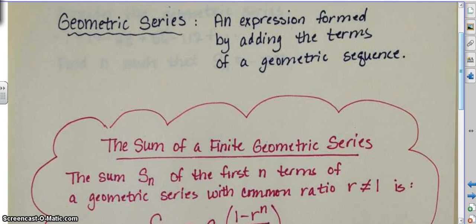This brings us to some more vocabulary. A geometric series is an expression formed by adding the terms of a geometric sequence. So whereas my sequence was 1, 3, 9, 27, with commas separating these, I take 1 times 3 is 3, times 3 is 9, times 3 is 27. A series adds these terms together. So it would be 1 plus 3 plus 9 plus 27, and this would be equal to s sub 4, because I have 4 terms.